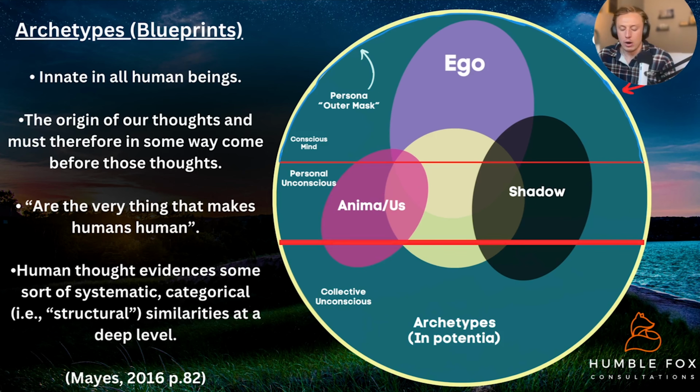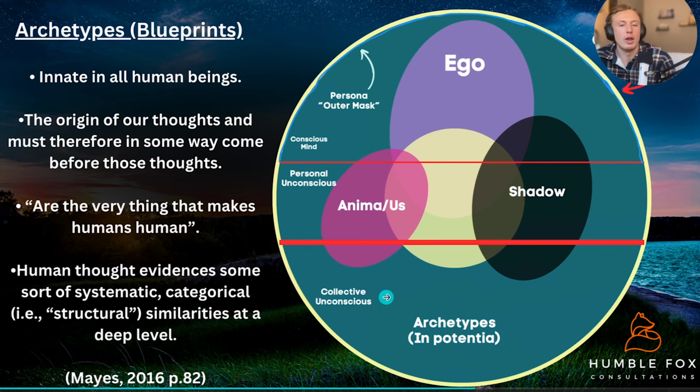And they are accessible across all of humankind. They exist down here in the collective unconscious. And so these are the archetypes in potentia. And I'll show you an image in a second about what I mean by that. But these are the archetypes in potential, meaning that they're ready to come up.